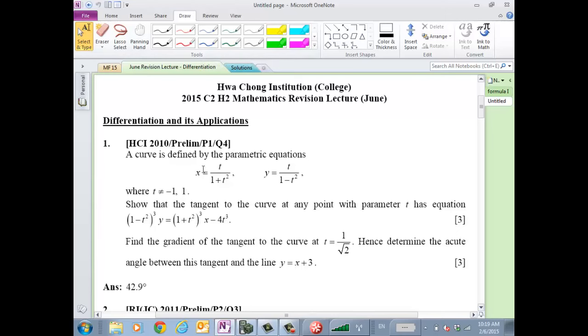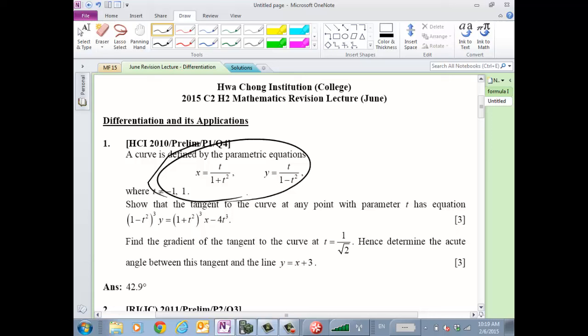Okay, I'll start question 1. Question 1 is a PCI 2010 question. What you are actually given is very simple: a curve that is defined by parametric equations. Now, there are some extra things that I hope you can take down for yourself.